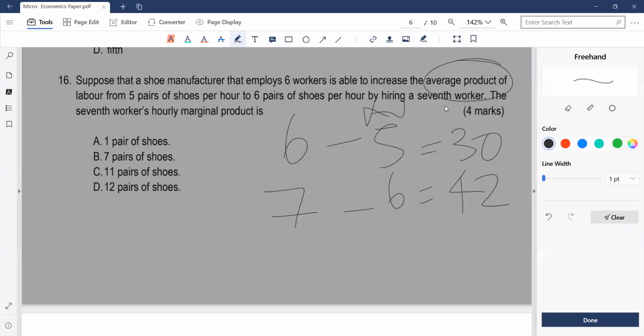Then it says the 7th worker has got a marginal product. Marginal means the increase in output of employing an extra worker. By employing the 7th worker, the marginal change is from 30 to 42, which is equal to 12 pairs of shoes, which is D. 12 pairs of shoes. Very interesting.